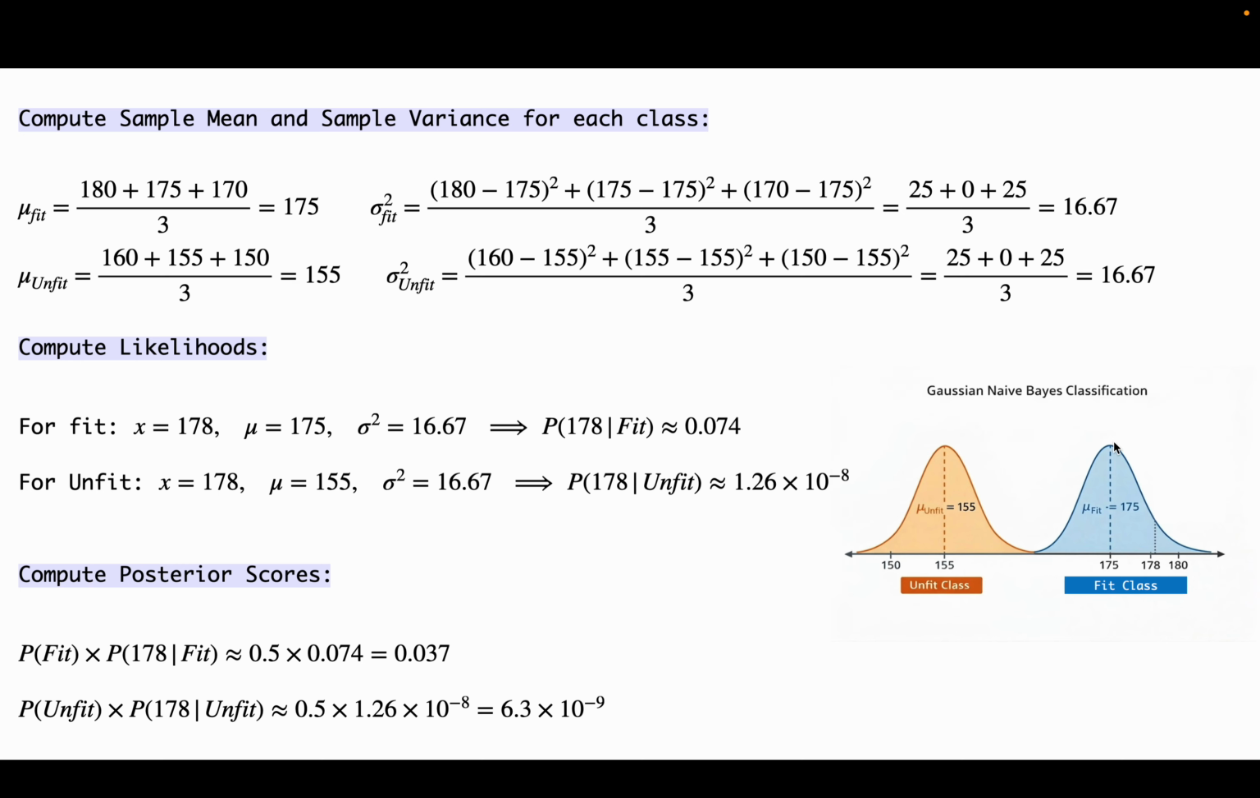By the graph also we can see here it is lying here. So there is a certain non-zero probability for 178 even for the unfit class, but it is very low. It's just that the probability of 178 belonging to the fit class is more as compared to the unfit class. So this is how we compute the posterior scores and thereby determine which class it belongs to. So this is how Gaussian naive Bayes works, and this is what we have done.